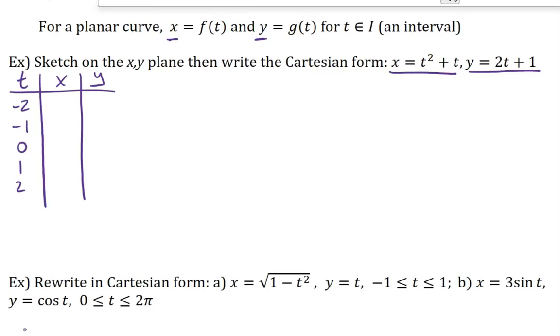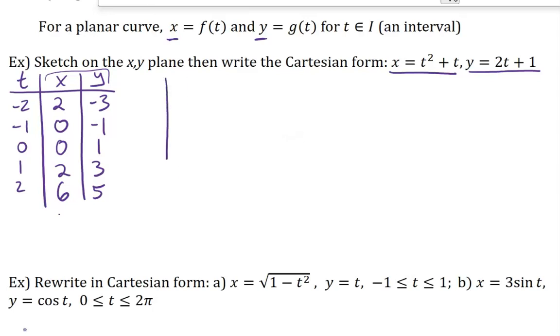I just have different functions to get the x coordinate and the y coordinate separately, and I'll put them together to graph them. Okay, so if I plug in -2 to t squared plus t, I get a +2. If I plug in -1, I get a 0. If I plug in 0, I get a 0. If I plug in 1, I get a 2. If I plug in 2, I get a 6. Okay, so there's some x coordinates. And then plugging these values into the y function, the 2t plus 1, if I plug in -2, I will get -3, and then -1, -1, 0, 1, 1, 3, and 2, 5. Okay, so these two columns make up my ordered pairs.